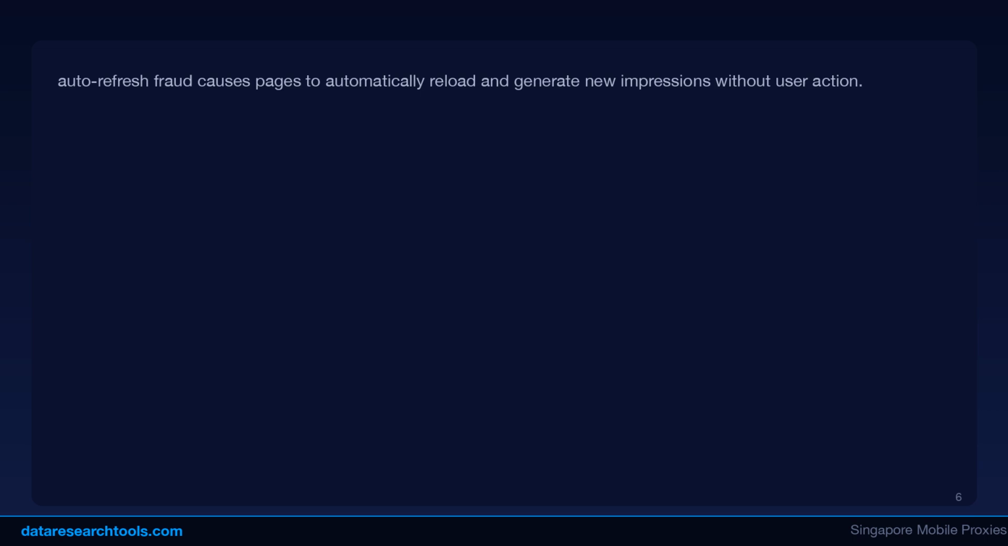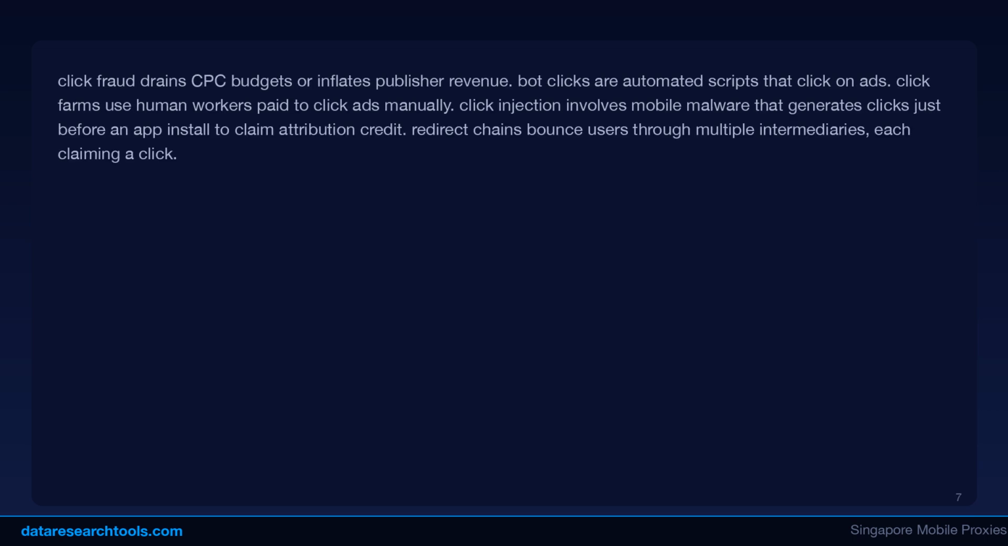Low-quality sites disguise themselves as premium publishers in bid requests. Fraudulent apps claim to be legitimate apps in programmatic bid streams. And fraudsters create subdomains that appear related to legitimate publishers.